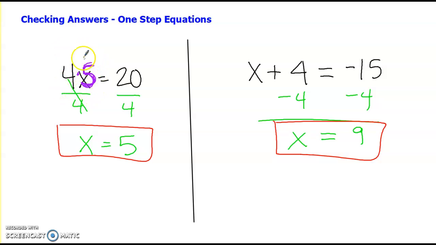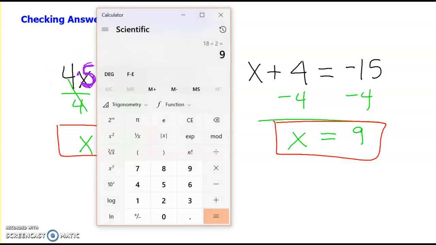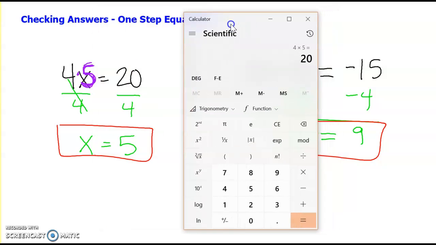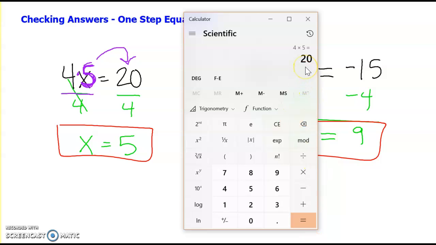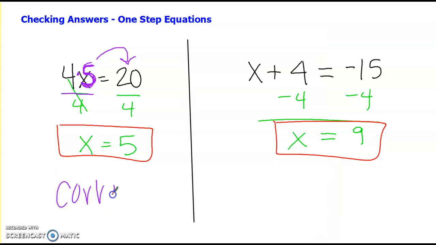And again, there is a multiplication relationship between the 4 and the x and the 4 and the 5. Here's my computation that I put into my calculator right here, 4 times 5. I need to be getting this answer of 20 in order for it to be solved correctly. And in fact, I did. So this one on the left is also correct.